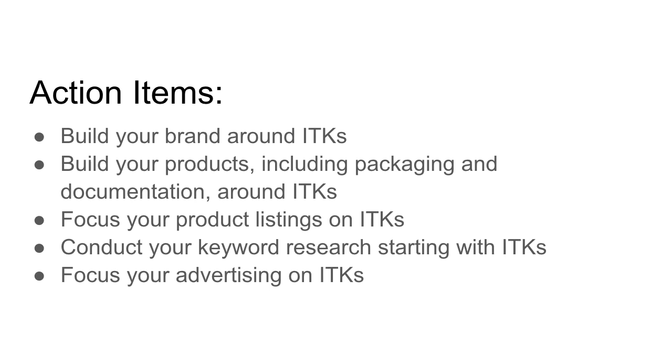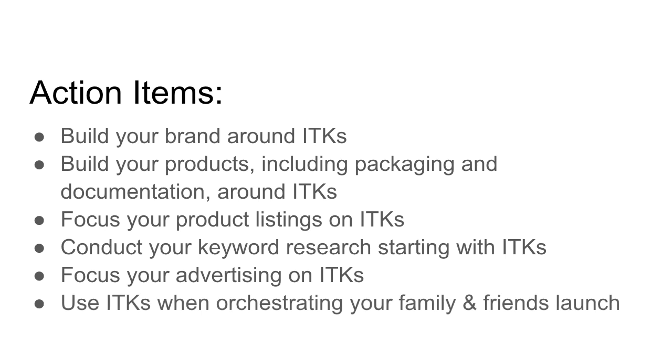And you can use those item type keywords in a lot of ways, okay? One of the great ways you can use them is when orchestrating your family and friends launch. In other words, have them go do a search and buy. Search for your product using the ITK, and then when they find it, buy it. That will help cement in the algorithm's mind the connection between the ITK and your products.